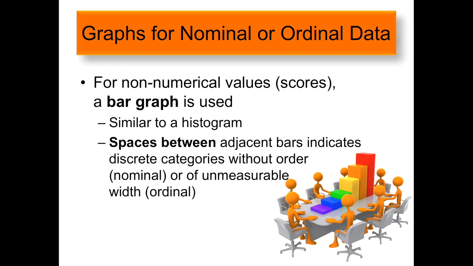Okay. So that was interval and ratio. But what about nominal and ordinal data? How do we display that? Well, for non-numerical values, we use a bar graph. It's similar to a histogram, but the main difference between a histogram and a bar graph is that you're going to have space between the bars. And again, this is good to use for any kind of nominal data, so names or categories, or ordinal, rank data.